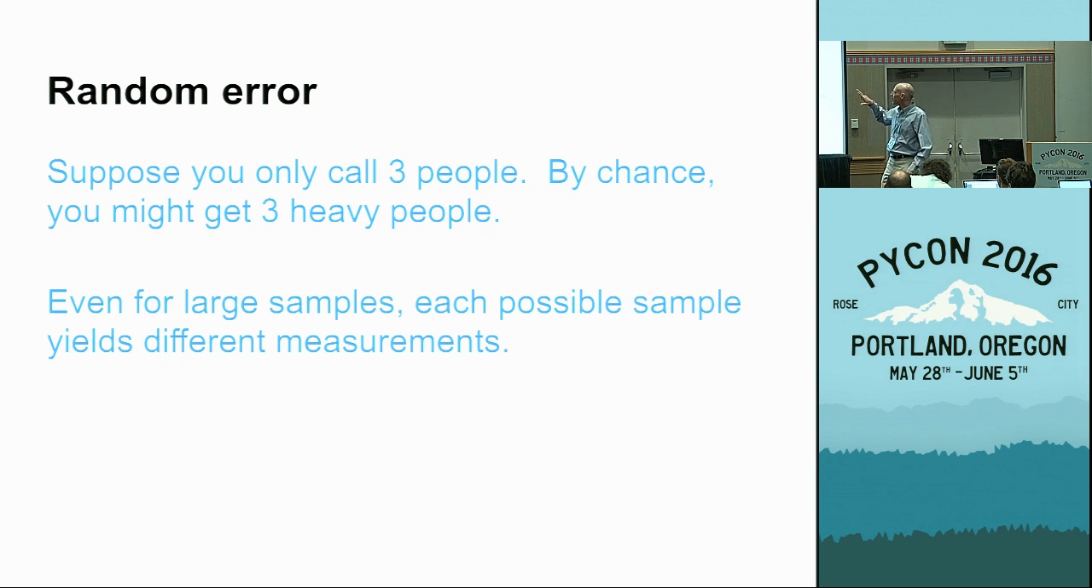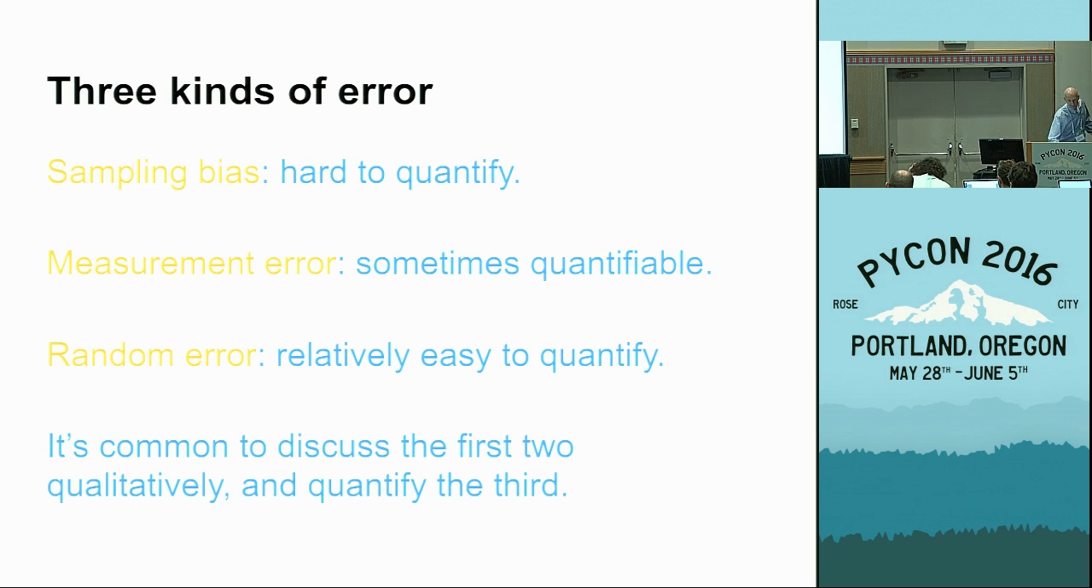The other source of error is called random error, and this is just the random sample that you got. And I'm going to exaggerate. If you choose a really small sample size, like 3, you can imagine that just by chance, you get 3 heavy people or 3 light people. And so the weight that you see in your sample might deviate from the actual population mean by quite a lot, just because your sample was small and randomness. Okay? So 3 sources of error: sampling bias, measurement error, and random error.